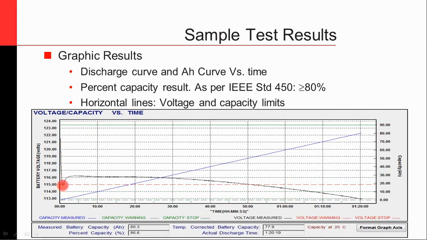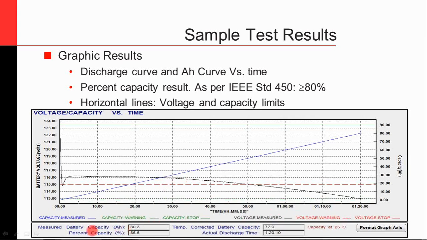So this is the beginning of my test, and then there's a phenomenon called coup de fouet, which literally means crack of the whip, but you come down and you reach some minimum voltage, and then it climbs back up. And then it's fairly stable until you get out, and then it starts dropping very quickly. So that's my voltage graph, and then the blue line is my capacity rated in amp hours over on this axis. These solid lines are different warning and stop limits based on capacity or based on voltage.